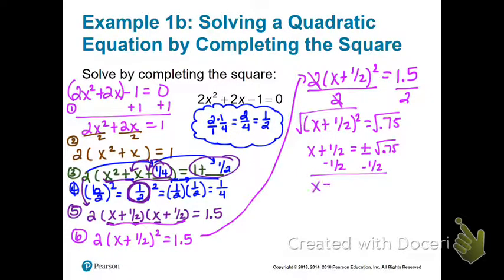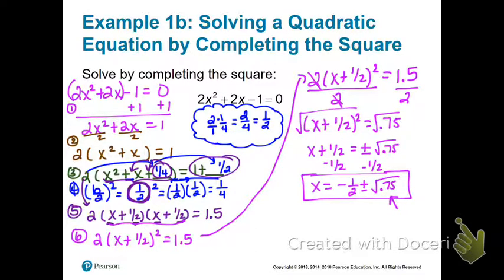And so we get x equals negative 1 over 2 plus or minus the square root of 0.75. And so that would be our solution, even though we don't like decimals in radicals. Now, I'm going to show you something so that when we do this problem with the quadratic formula in just a minute, you'll be able to compare the answer and see that it's the same.